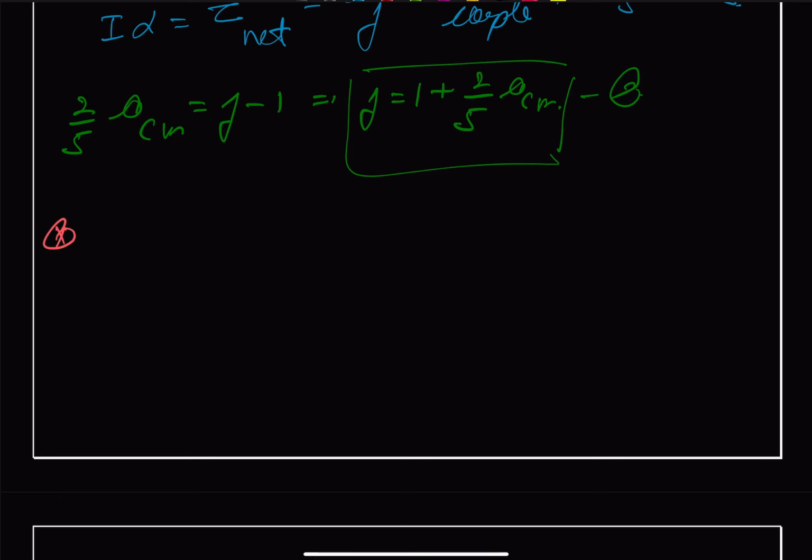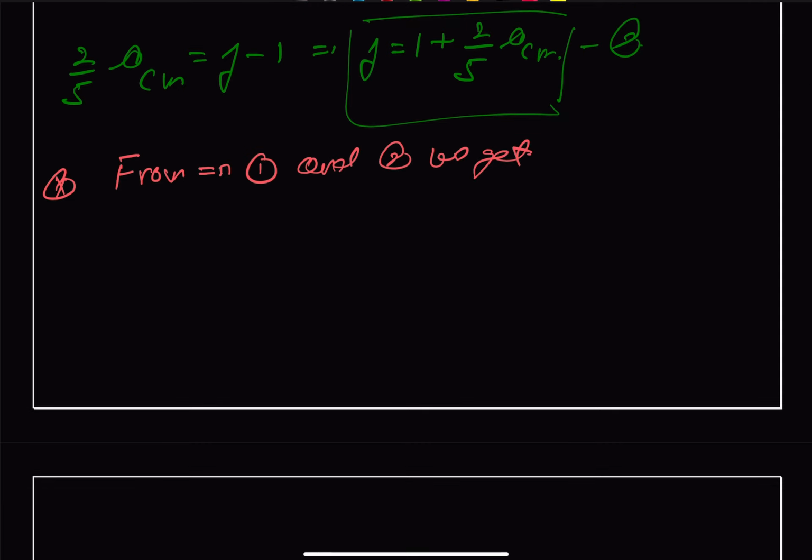Therefore, from equations 1 and 2 we get 5 minus ACM is equal to 1 plus 2 by 5 ACM. Now it's quite easy to solve, and we can just combine our ACM. ACM will be 2 by 5 plus 1, that is 7 by 5 ACM, and this comes as 5 minus 1, which is equal to 4.